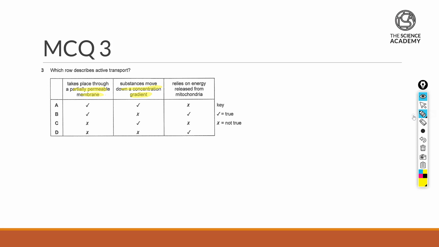And for clarification, moving down a concentration gradient indicates you're moving from a region that is of a higher concentration to a region that's of a lower concentration. And lastly, is there any need for us to utilize the energy that's released from mitochondria? To be more specific, the energy that's released when mitochondria undergo your aerobic respiration.